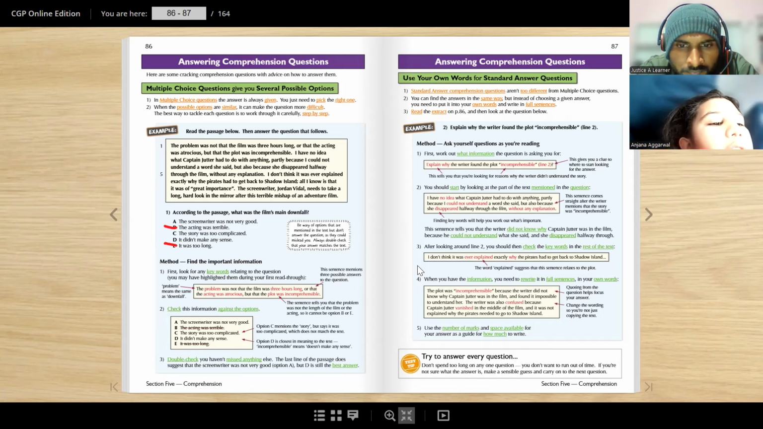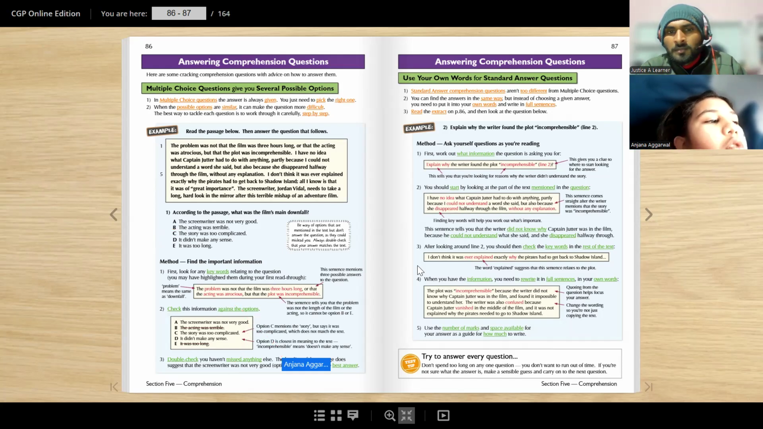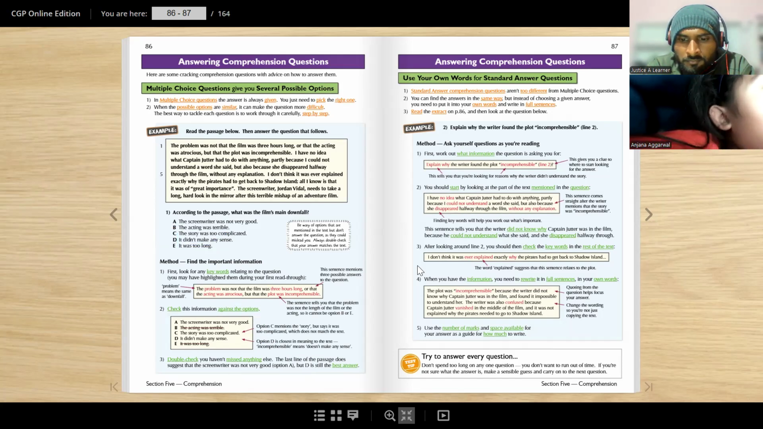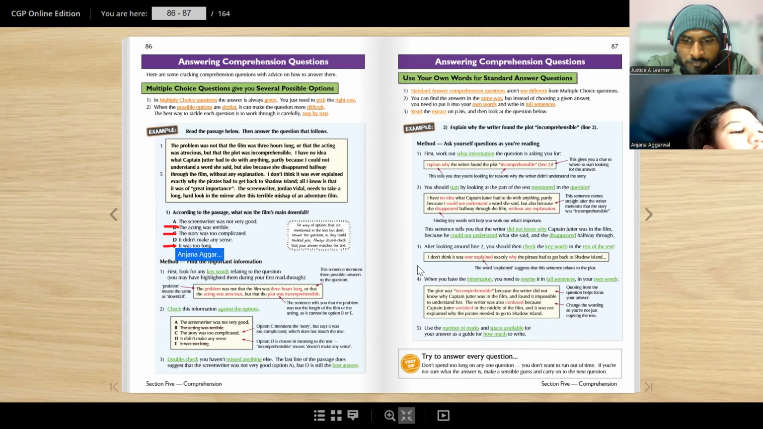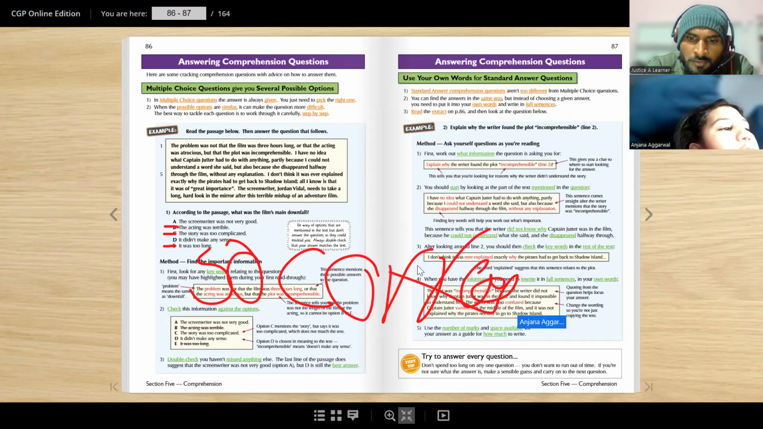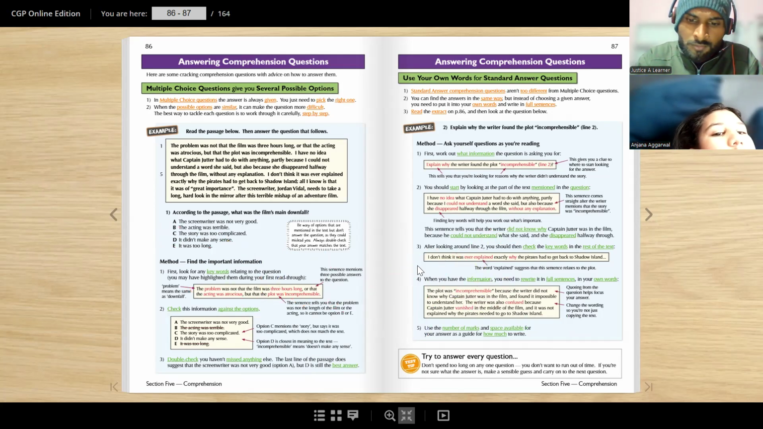Incomprehensible means does not make any sense. So it's not B, it's not E, it's not C. So it's either A or D. Double check you haven't missed anything else. The last line of the passage does suggest the screenwriter was not very good, option A. But D is still the best answer, so I got it correct. I'm not that bad. I'm just a bit bad.